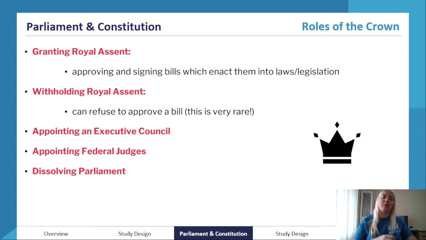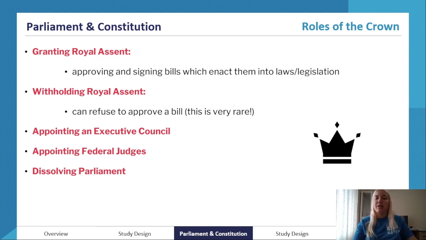Now, these are the roles of the Crown. So they grant royal assent, we said, so they can approve and sign bills, which will make them into laws or legislation. So it is that necessary step for a bill to pass and actually become a real law. We said they also have the ability to withhold royal assent. So they can actually refuse to approve a bill, but this very rarely happens. It's almost never happened.